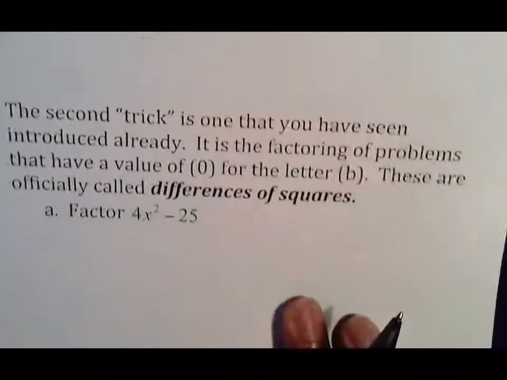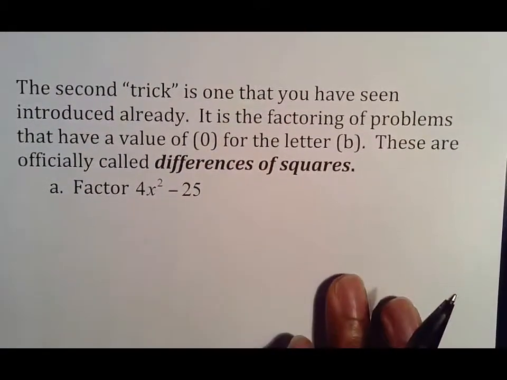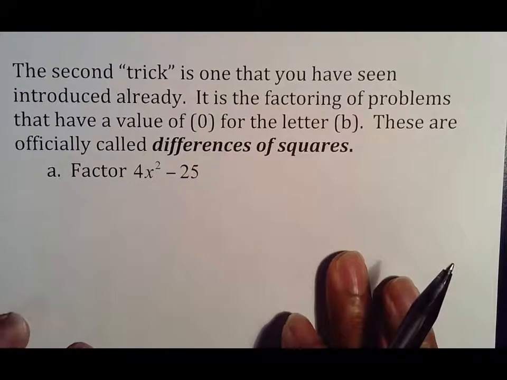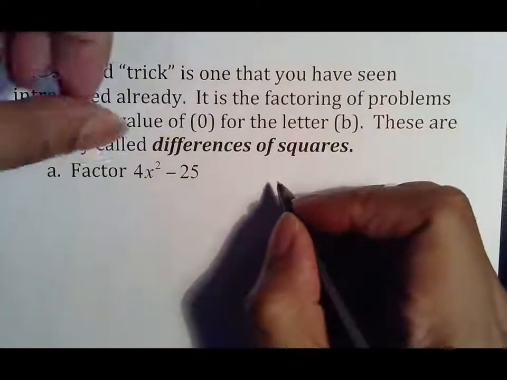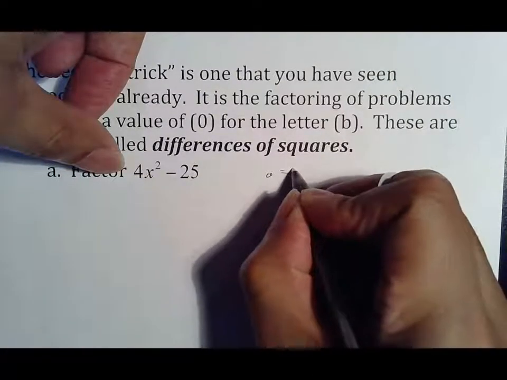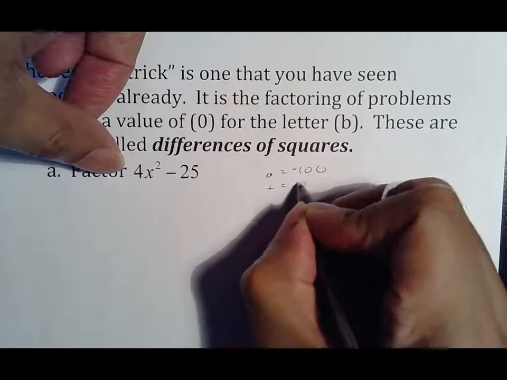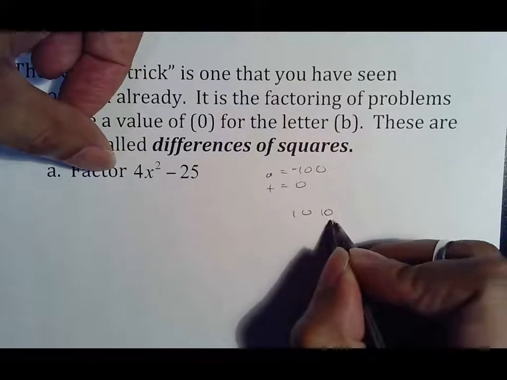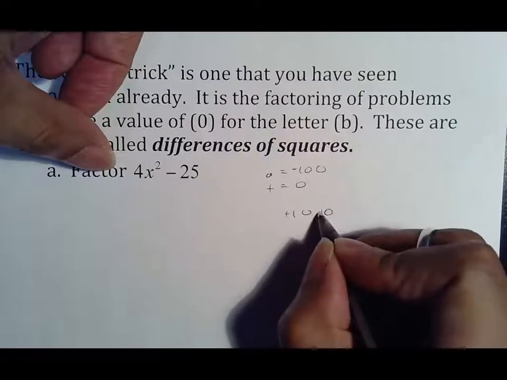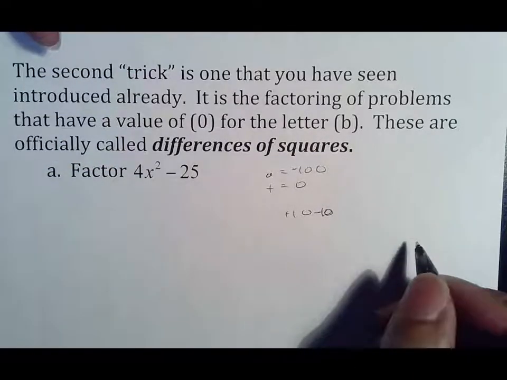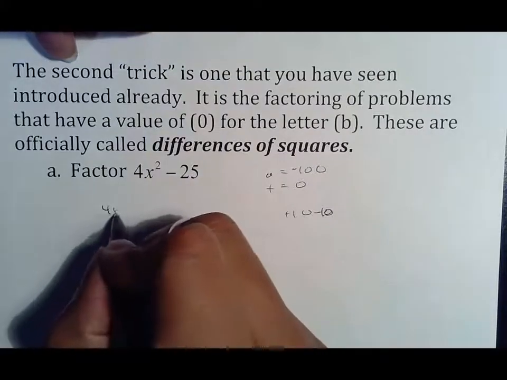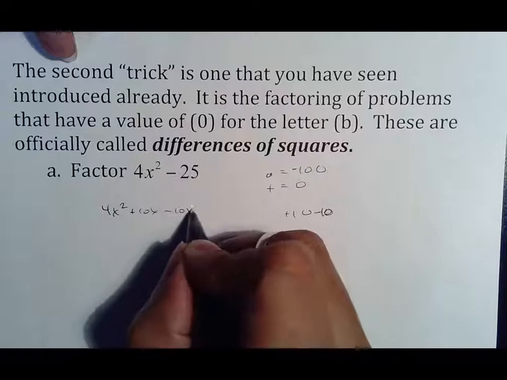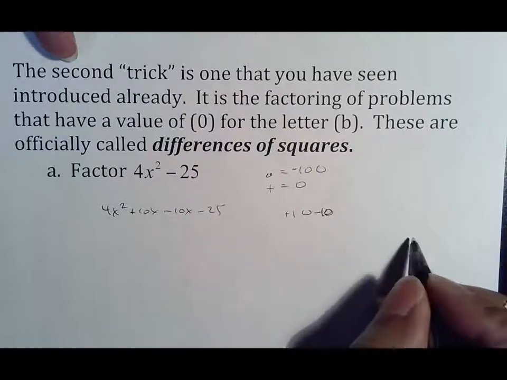The second trick is one you've seen introduced already, but again, it's just one of the factoring problems. I have a 0 value for b. These are officially called difference of squares. So let's work this out the real way first. Looking for numbers that multiply to be negative 100 and add to be 0 because there's no x. Those numbers are 10 and 10 with a positive and negative, because again, if it's no sign, of course, it's positive 10, negative 10. So I can split that to be 4x squared plus 10x minus 10x minus 25.